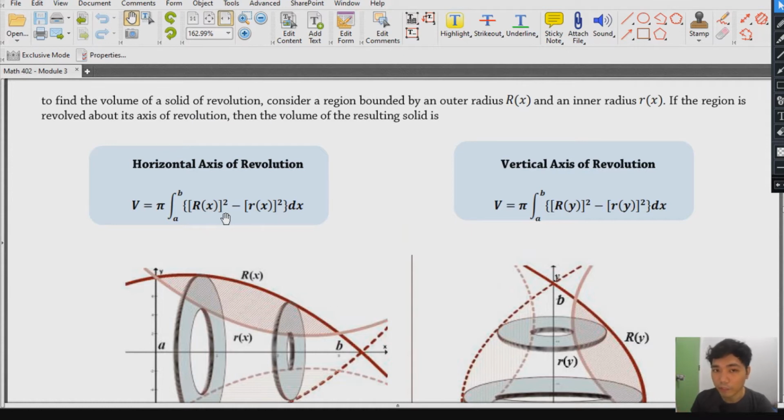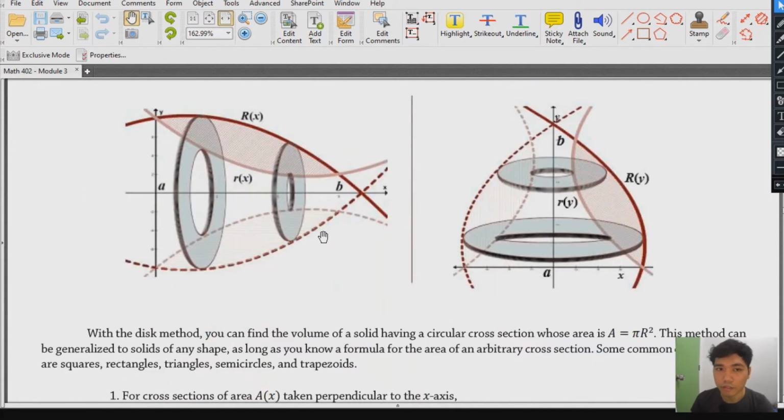F of x lang yung kanina. Pero pag yung ang ating area, hinahanapan natin area between curves, 'di ba? We use yung ating f of x minus g of x. In this case lang kasi, nagkakaroon tayo ng square and then square dun sa second function, and that's the same parang method na rin. Just add pi at that certain formula.